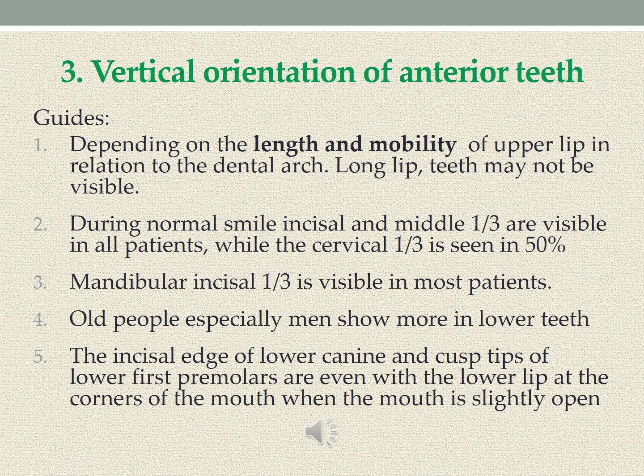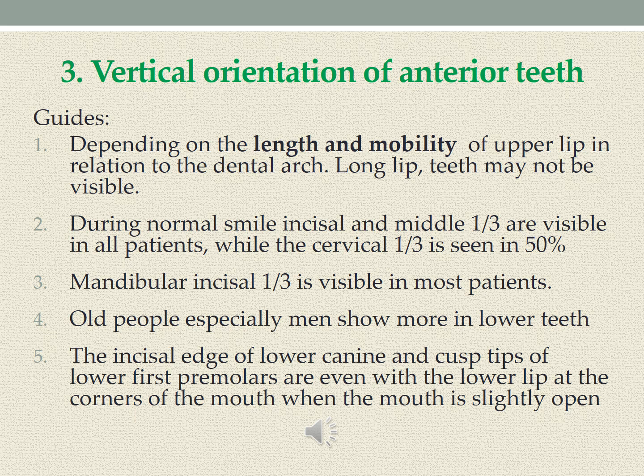The first one is the lip length. So depending on the length and also the mobility of the upper lip in relation to the dental arch, this will decide the vertical orientation of anterior teeth. So if the patient has a long lip, teeth may not be visible. Also the smiling behavior of the patient. During normal smile, the incisal and middle thirds are visible in almost all patients, while the cervical third is only seen in 50% of the patients.